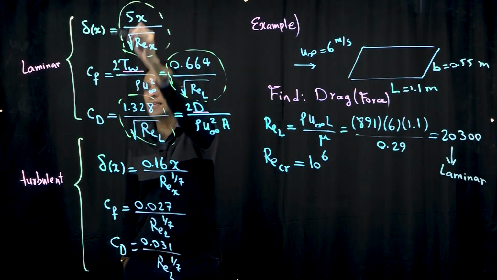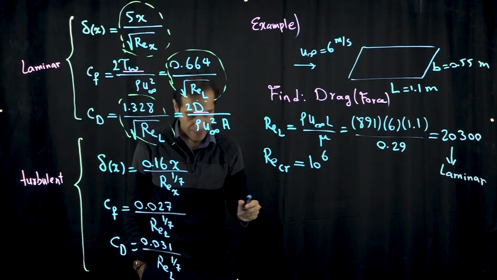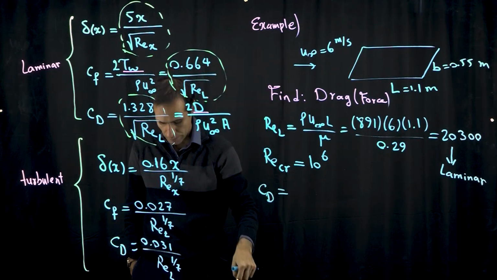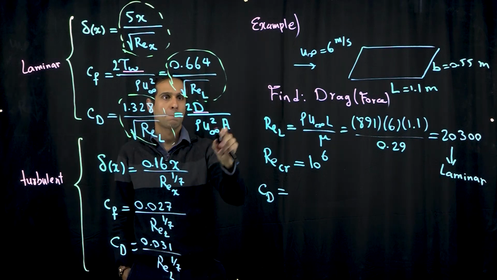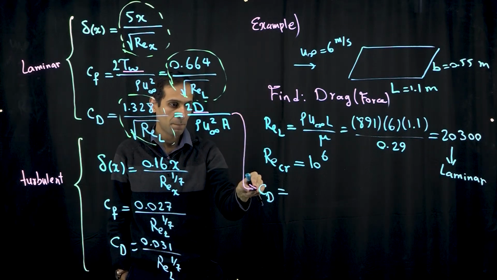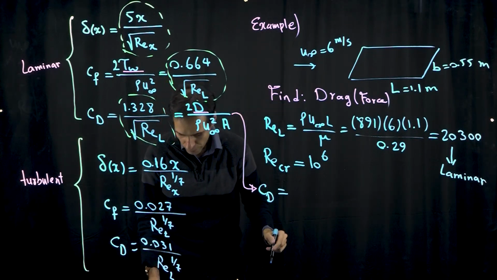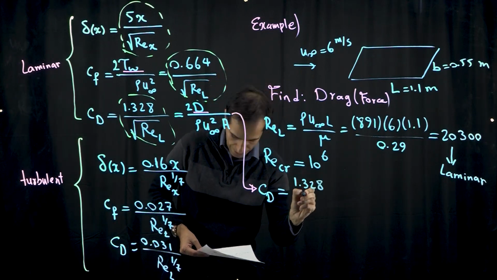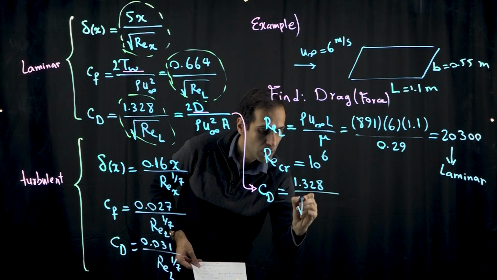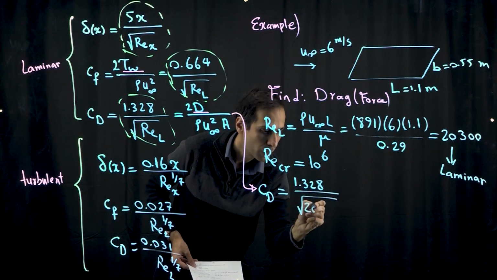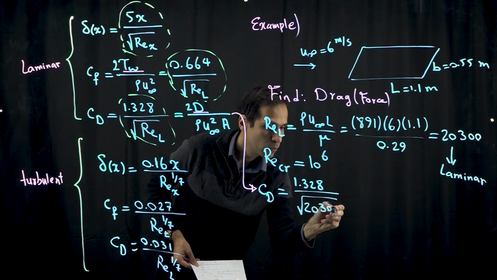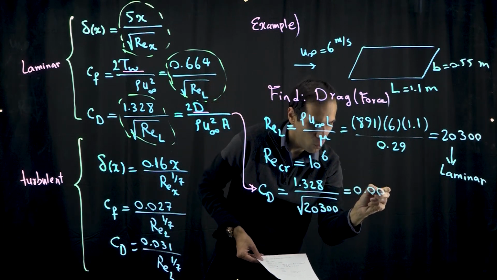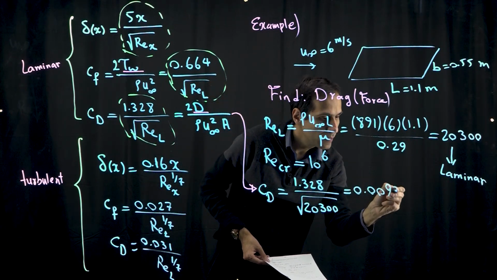So I can use these correlations, and I can find CD from this equation here. Therefore, it's 1.328 divided by the square root of this Reynolds number, 20,300, which is 0.00933.